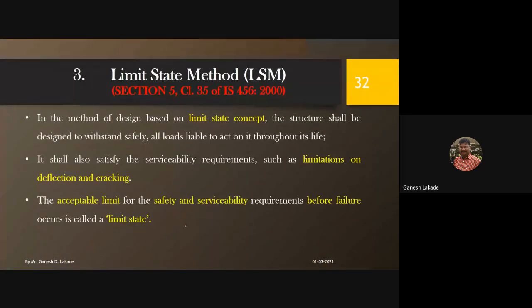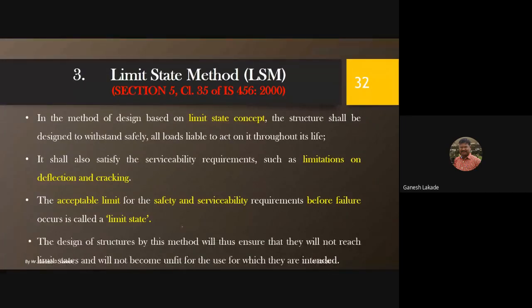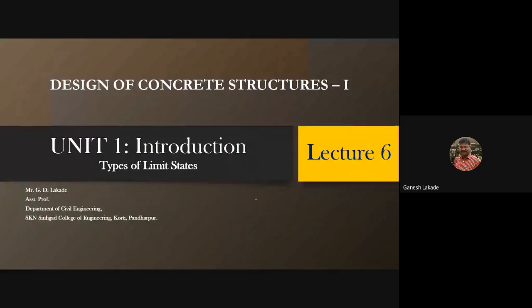The acceptable limit for safety and serviceability before failure is called a limit state, and the design of a structure by this method will ensure that it will not reach limit states and will not become unfit. Okay, so these are the points about the limit state method. In the next lecture, we will discuss the types of limit states. In that we are going to discuss limit state of collapse, deflection, shear, torsion, bending, etc. Okay, so we'll stop here.